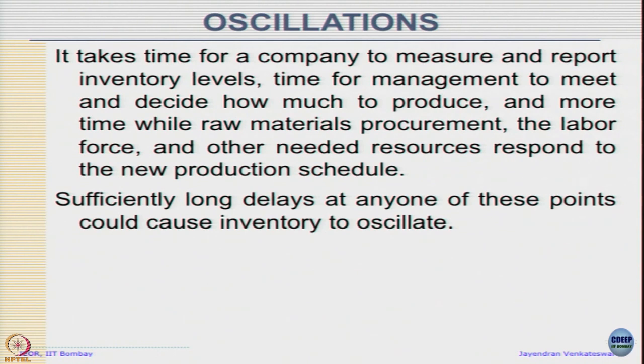If there are oscillations, for example, it takes time for a company to measure and report inventory level. Trust me or not, people do not have good inventory visibility. If you look at a warehouse, it takes a week or even a month to figure out what the inventory is, but during the month there are so many transactions. So the value you got was itself kind of redundant by now. Then there is the time for management to meet. All the managers will meet, have some meeting two to three weeks later, make some nice fancy PowerPoint presentations, and somebody will say this is a corrective action, and then some memos will be issued and corrective actions or suggestions will be taken. So all these things involve a lot of delays. The result is you are going to have oscillations, right? A sufficiently long delay at any one of these points will cause inventory to oscillate.